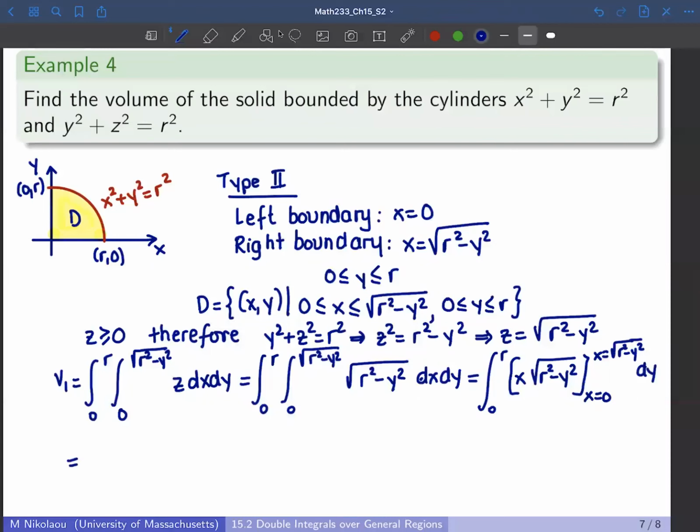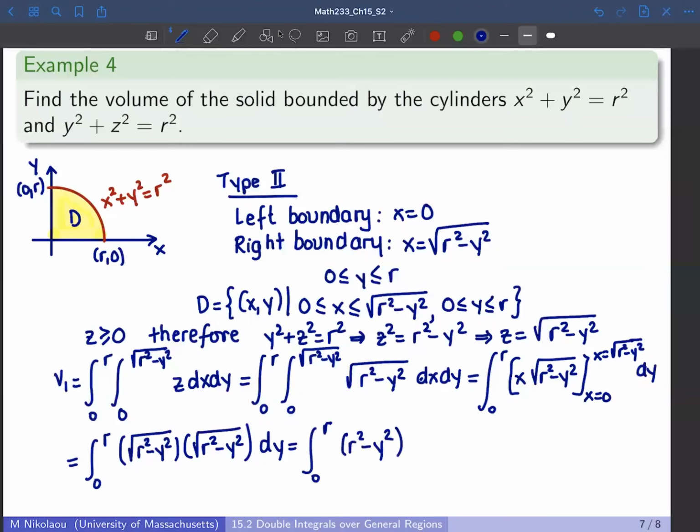So that would be equal to the integral from 0 up to r, setting x equals the square root of r squared minus y squared, which will give us the square root of r squared minus y squared times another square root of r squared minus y squared. And then for x equals 0, we get a 0, times dy. So that is equal to the integral from 0 up to r of just r squared minus y squared times dy.